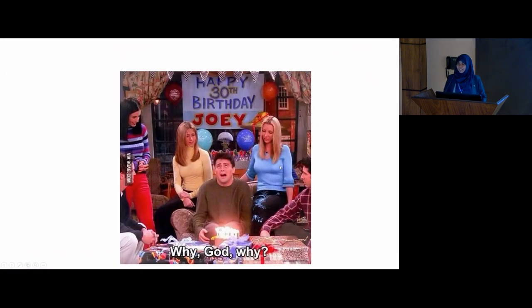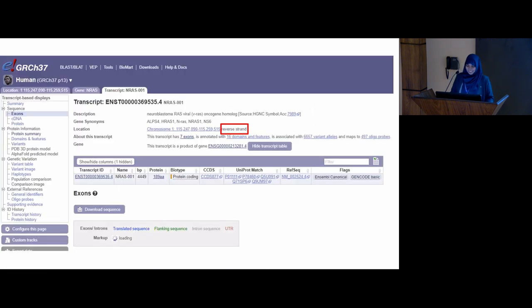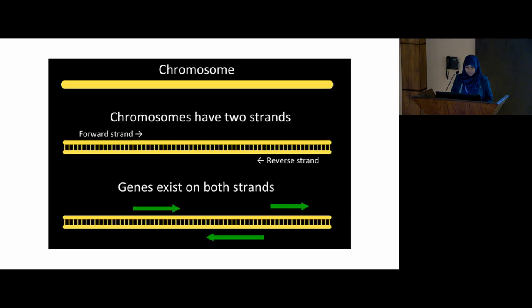So why is this happening? Somebody answered, I think. Yeah, it's not because of the birthday, but it has something to do with the reverse strand. When you open Ensembl at this location, it also mentions whether the gene is on the reverse strand or the forward strand. This gene NRAS was shown to be on the reverse strand. The concept behind this is that DNA has two strands, a forward strand and a reverse strand. Mathematically, 50% of genes will be on the forward strand or on the reverse strand.